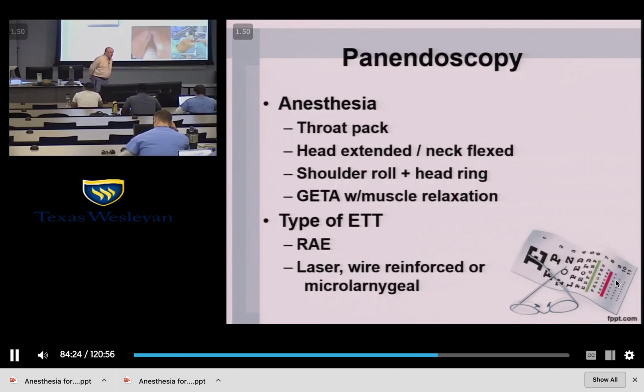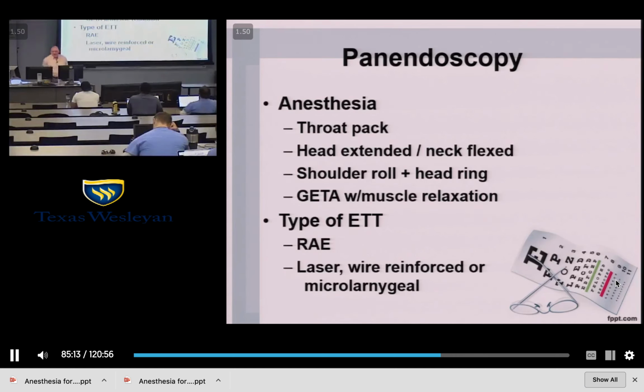These patients usually have a throat pack inserted to block the esophagus and blood from getting into the esophagus. You're going to note what time it was put in and when it was removed. You absolutely do not want to extubate that patient with a throat pack still in. The patient's going to have their head extended and their neck flexed. They'll probably have a shoulder roll and the head ring underneath their head, like the gel donut, if you have one. They obviously are going to need general anesthesia with very good muscle relaxation. And again, a very potent opioid, if you're using opioids for this case.